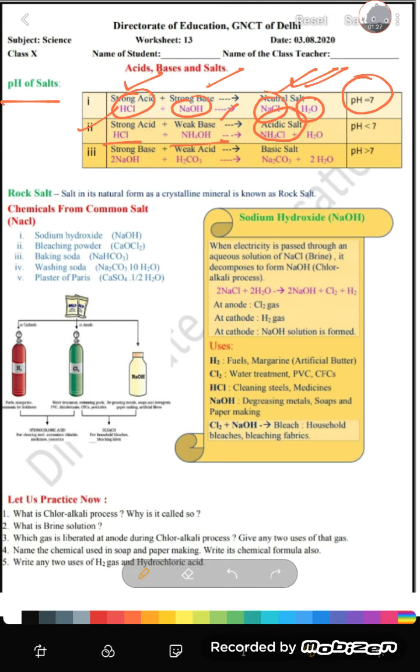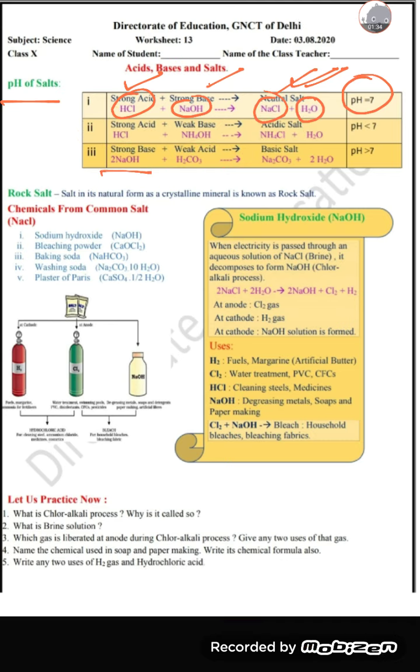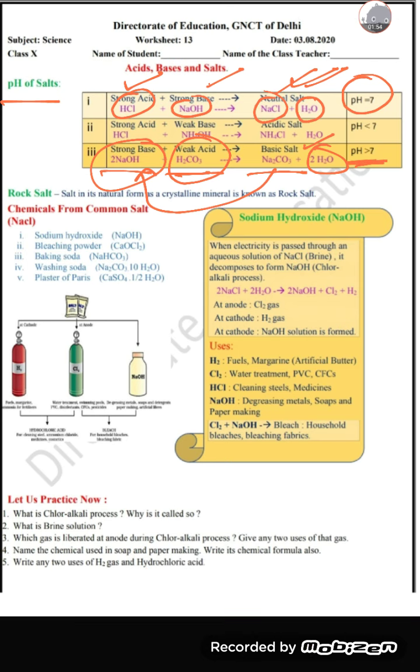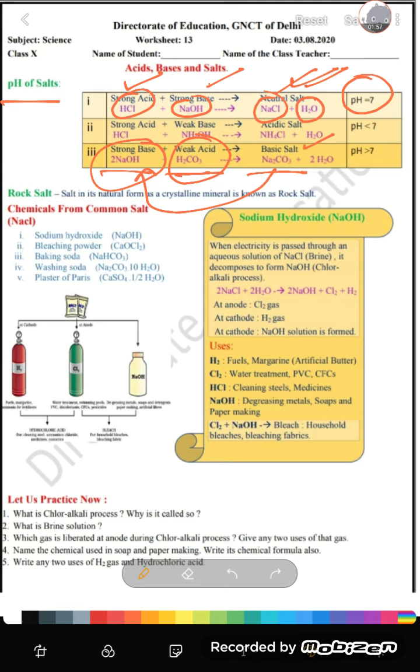Next, students, third, we have strong base and weak acid. Strong base NaOH and weak acid carbonic acid both combine to form sodium carbonate, which is a basic salt, right? Why basic? Because it is made up from a strong base, and water is a byproduct. And because it is basic in nature, pH is greater than 7. I hope it is clear to you.